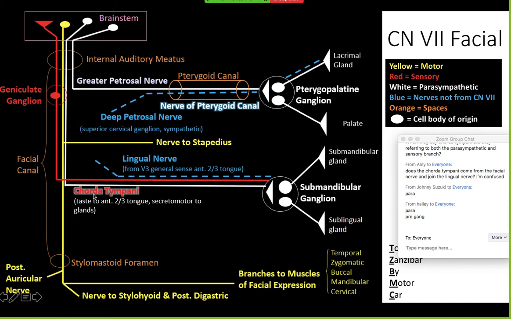Yeah, so the chorda tympani is a name given for the sensory fibers found within the facial nerve. Does that make sense? And yeah, it is joining the lingual nerve. So remember, the lingual nerve is not from the facial nerve, it's from the mandibular branch of V3. So in blue, she has nerves not from cranial nerve 7. So it's joining up to hitch a ride with the parasympathetics and the sensory fibers to get to the submandibular ganglion.